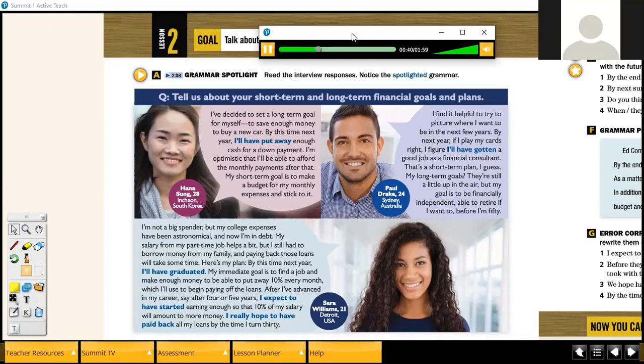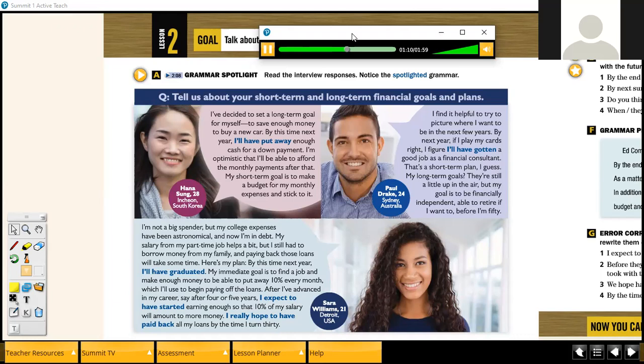I find it helpful to try to picture where I want to be in the next few years. By next year, if I play my cards right, I figure I'll have gotten a good job as a financial consultant. That's a short-term plan, I guess. My long-term goals? They're still a little up in the air, but my goal is to be financially independent, able to retire if I want to, before I'm 50. Paul Drake, 24, Sydney, Australia.